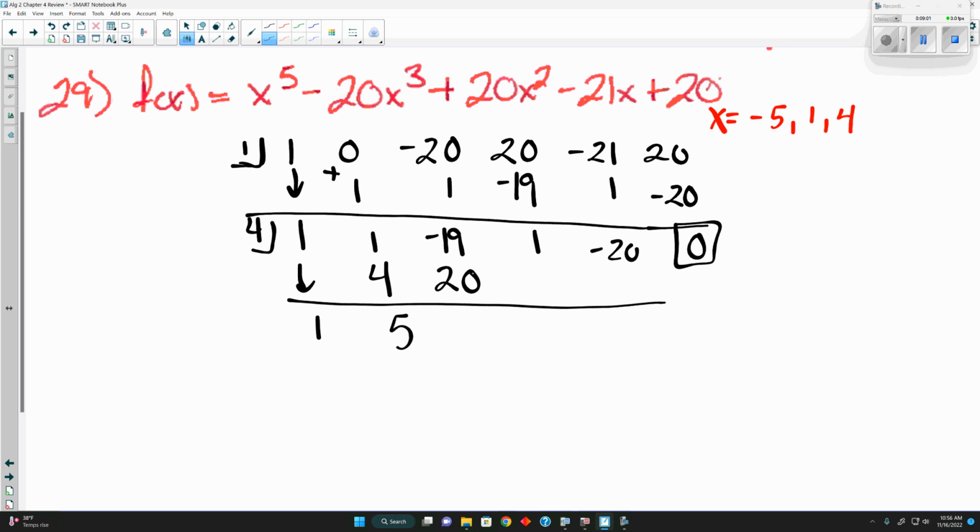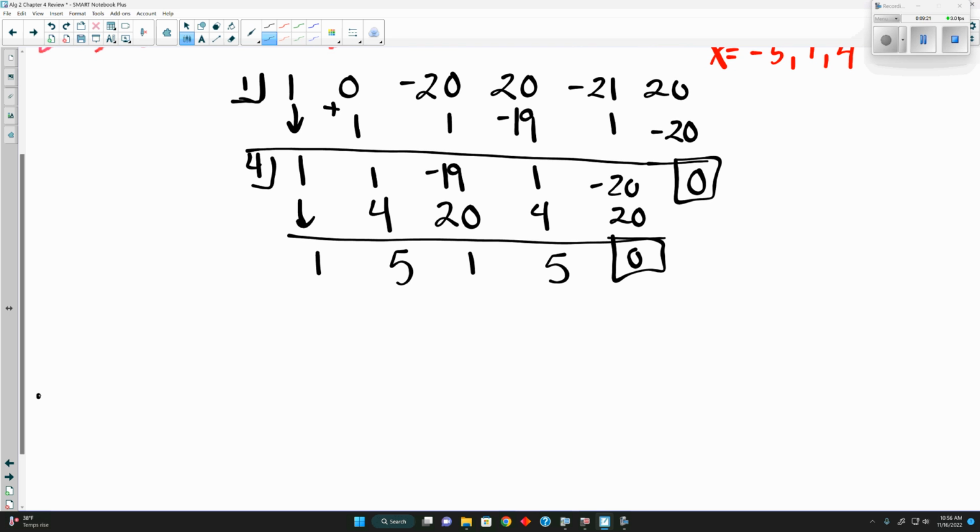-19 plus 20 is 1. 4 times 1 is 4. 1 plus 4 is 5. And lastly, 4 times 5 is 20, and -20 plus 20 is 0. Any questions on anything we've done so far?